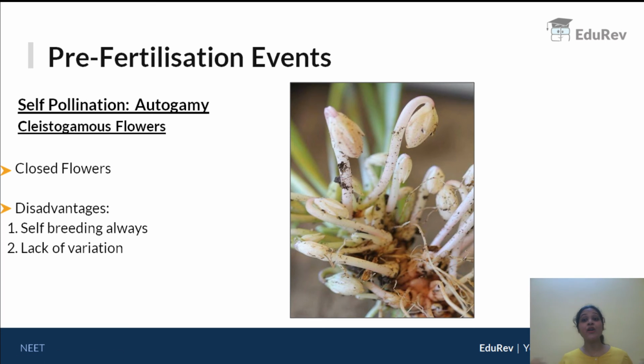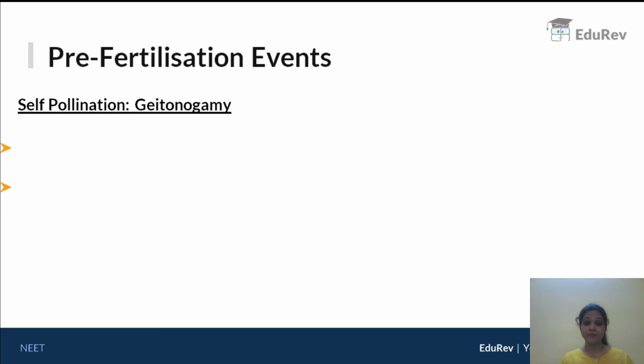The second is there's lack of variation. When there's lack of variation, if you start having changes in the climate, environmental changes, you will have absolutely no capacity to adapt. So adaptation is avoided or is almost nil in this case. So that is cleistogamous flowers.